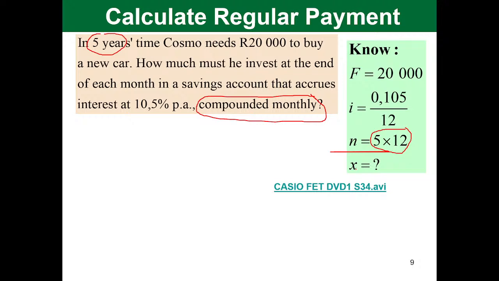So we can't move as fast as we want to, but let's just get the overview of what's happening. That we are doing the same thing. It's just that now we are putting money every month.